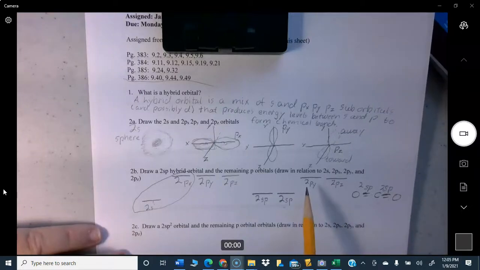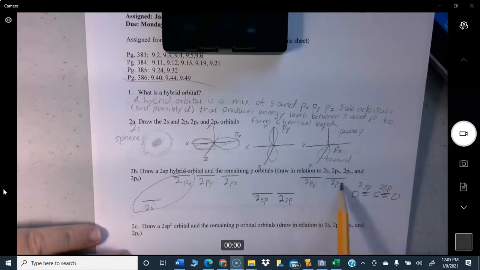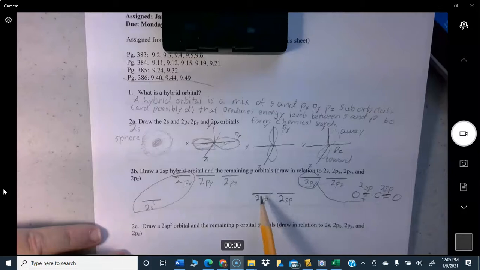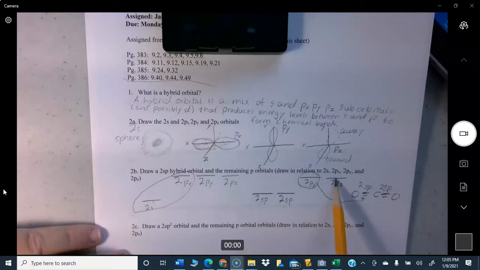Double and triple bonds are formed from unhybridized p orbitals. So these two are unhybridized. They didn't join into this mixture like these two did. So the double bond would be this one right here. That would be causing that double bond right here. And if you have 2sp, you could also even have another bond. That would be a triple bond.